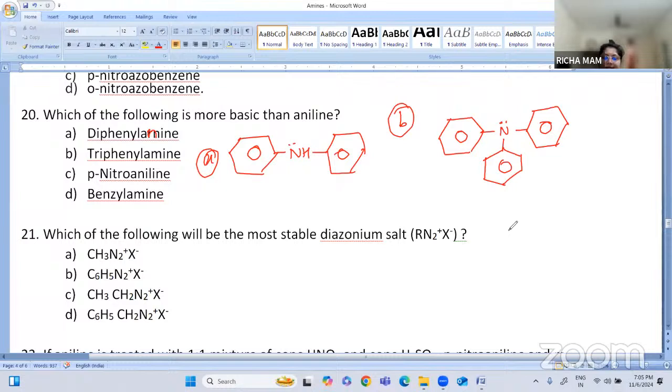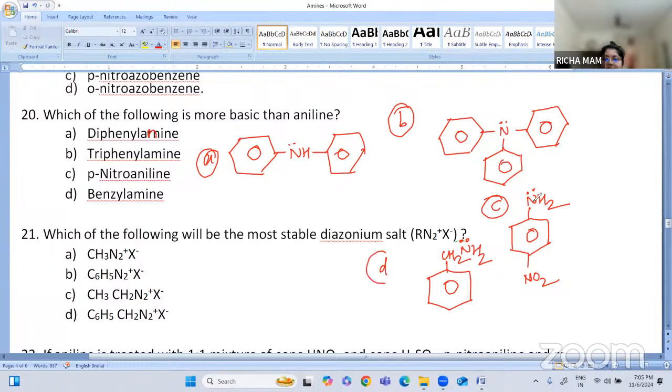Then para-nitroaniline. So this is our aniline parent compound, and at the para position with respect to aniline, you have a nitro group. So this is para-nitroaniline. Next is benzylamine. Benzylamine is a CH2 benzyl group and an amine. So this is benzylamine. Okay, so this is C and this is D.